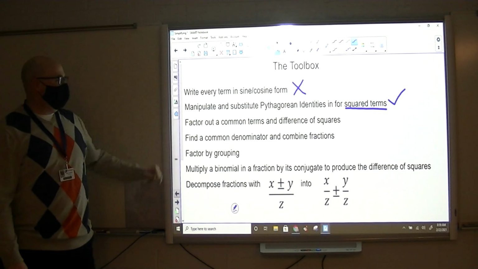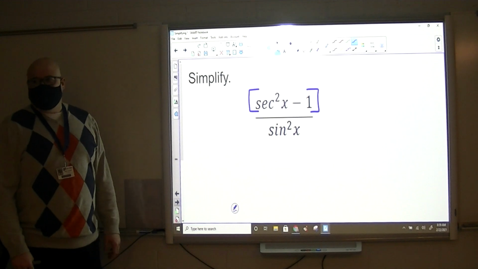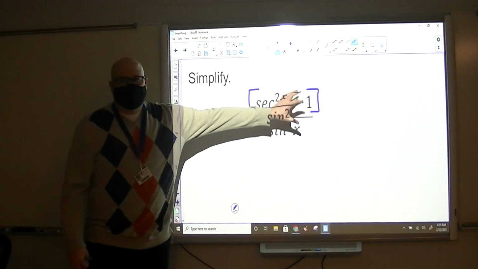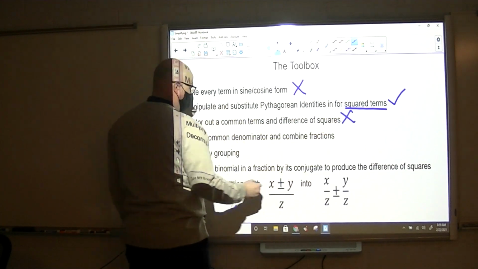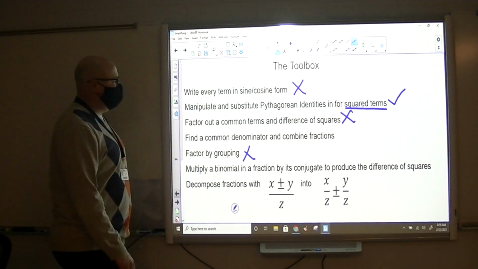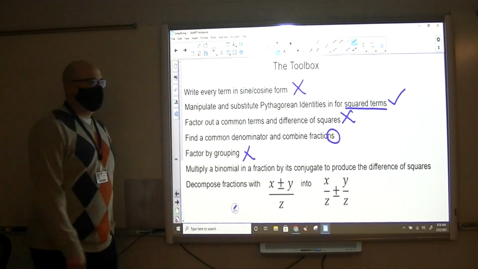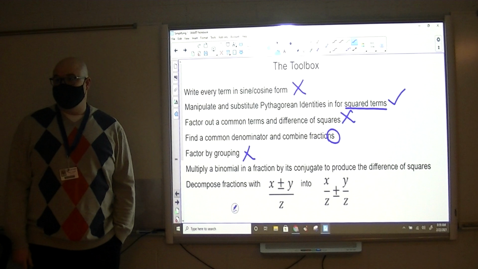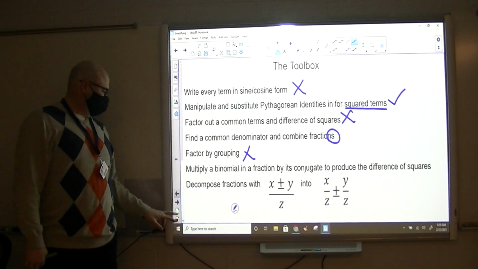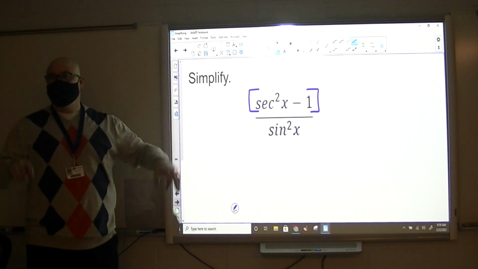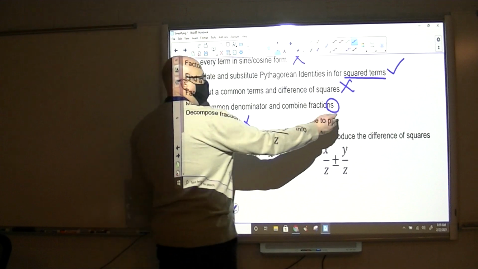Okay? Now, factoring out common terms in the difference of squares, we're not factoring here because we have a fraction. Okay? So we're not factoring. Find a common denominator and combine fractions. Emphasis on the s, right? Because if you have two fractions, make them 1. Well, this is one fraction, so we're just going to leave it for now. Okay? So we're not going to do this.